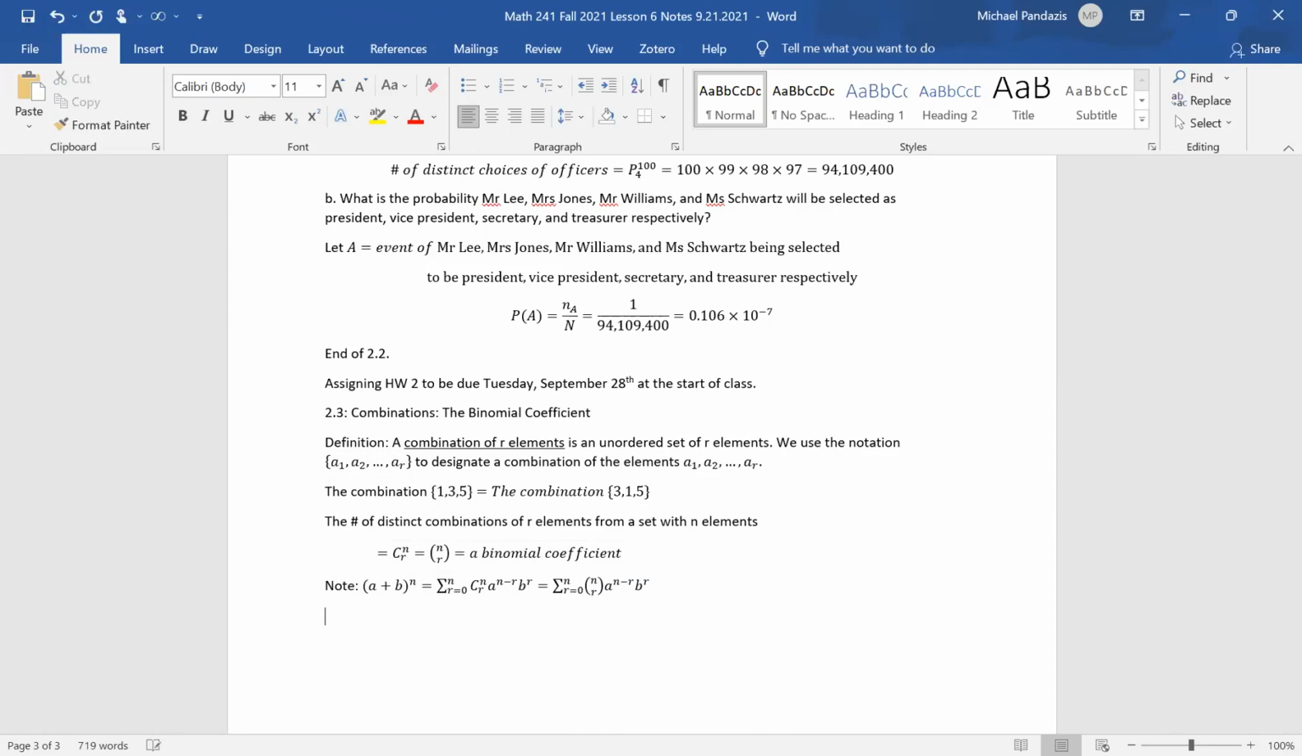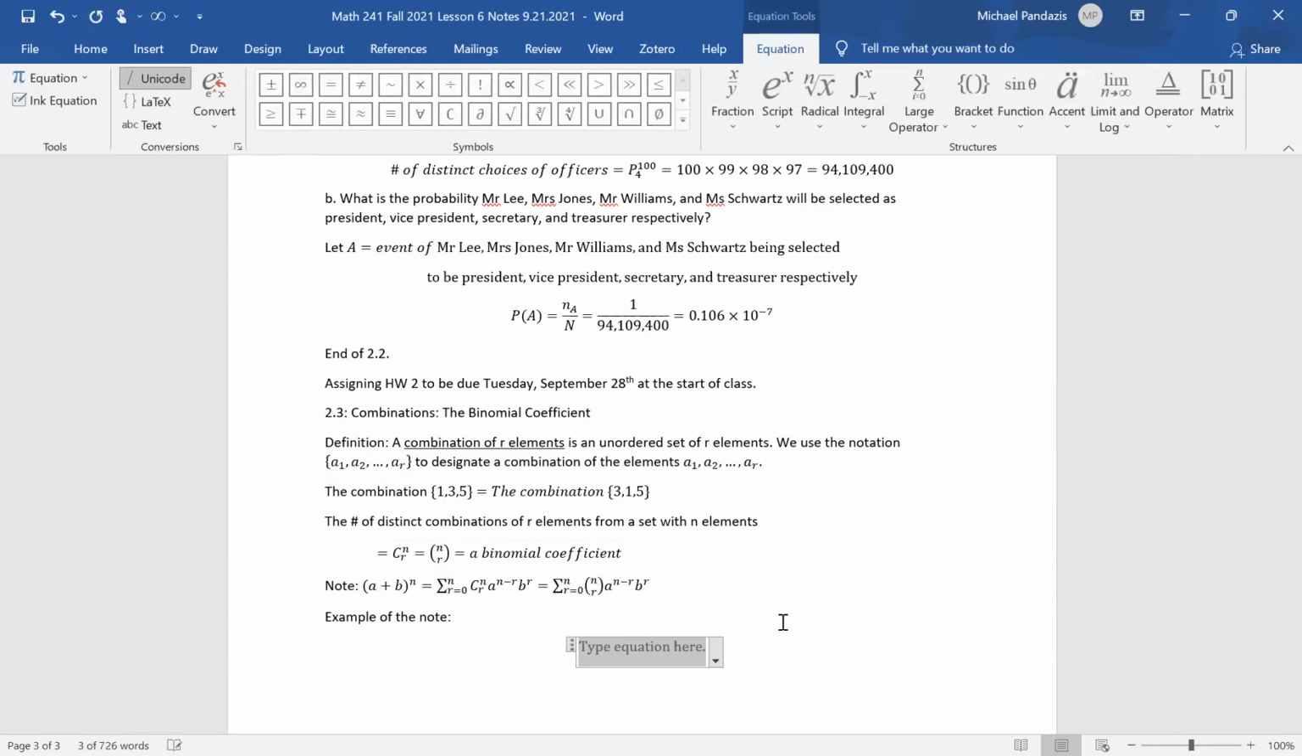Okay, so an example of this would be if you took x plus y and you cubed it. Then what that would be is x cubed plus x squared times y, but it wouldn't just be x squared times y. It would be 3x squared y, and then plus 3xy squared, and then plus y cubed.